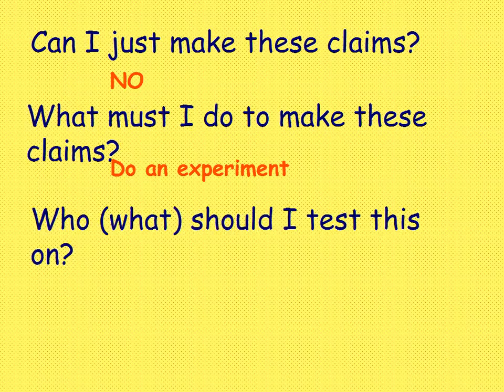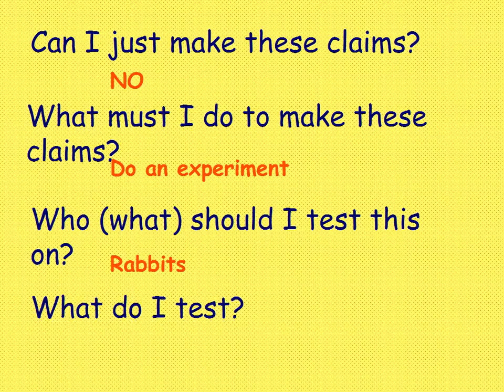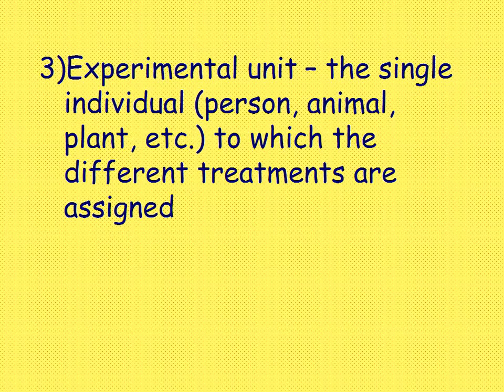Okay, who should we experiment on, or who or what? Rabbits. And what do I test? The type of food. So when you're doing an experiment, you have to answer all of these questions. What am I testing on? What am I testing? How much am I testing in this situation? So the experimental unit is the individual that's being tested on.